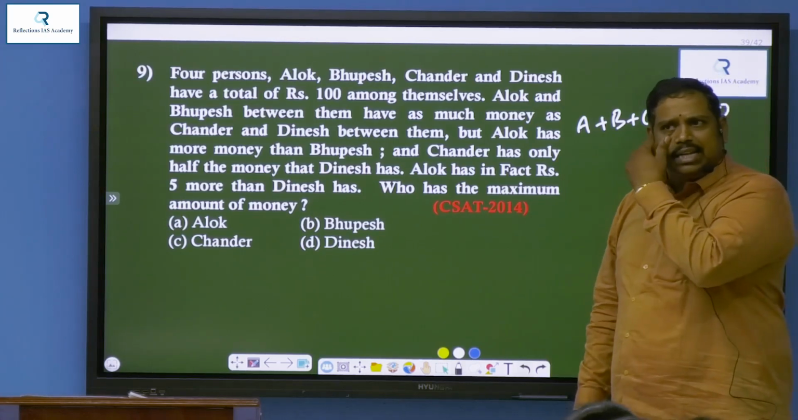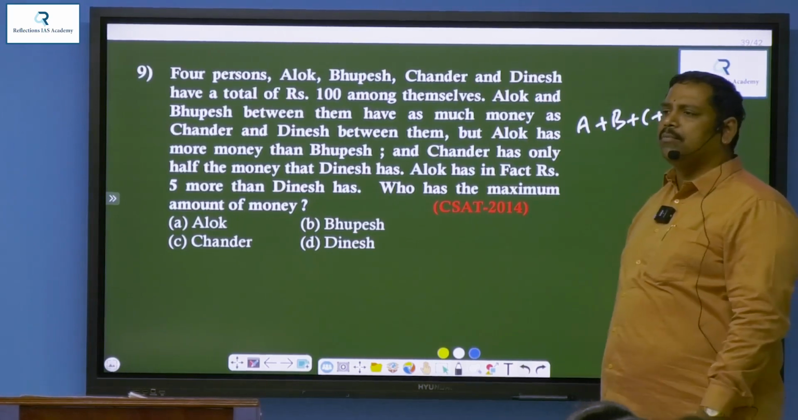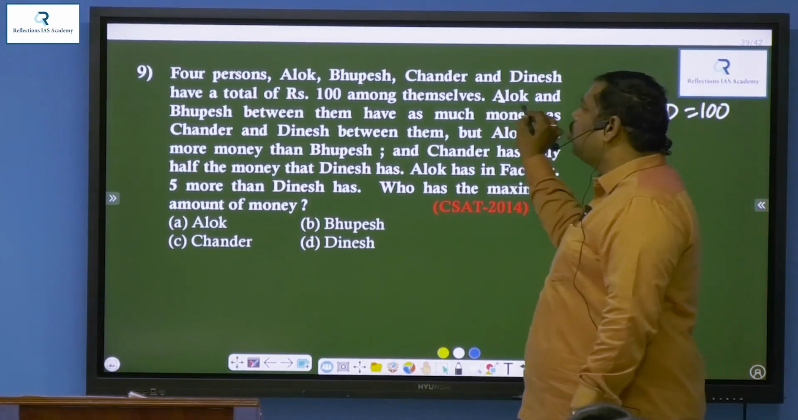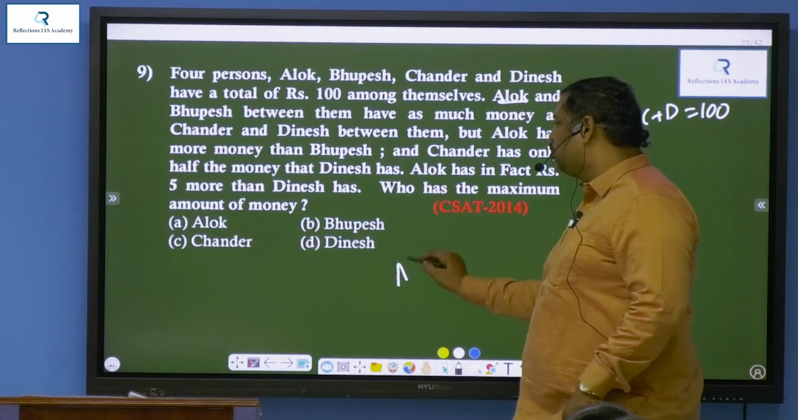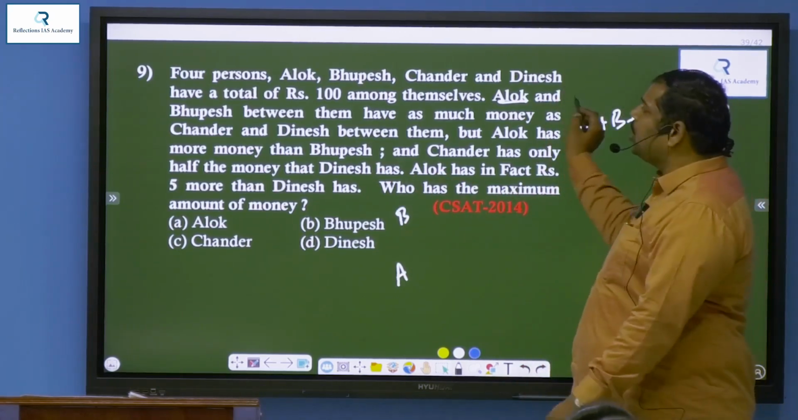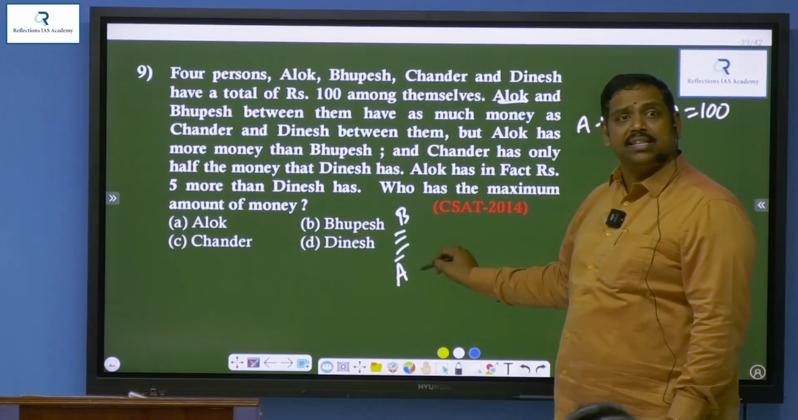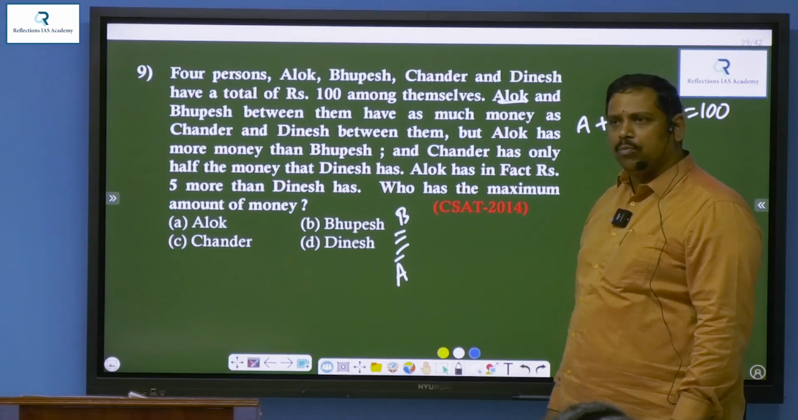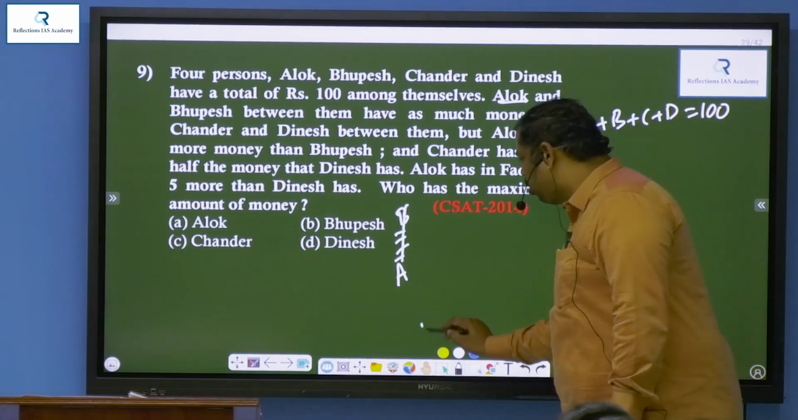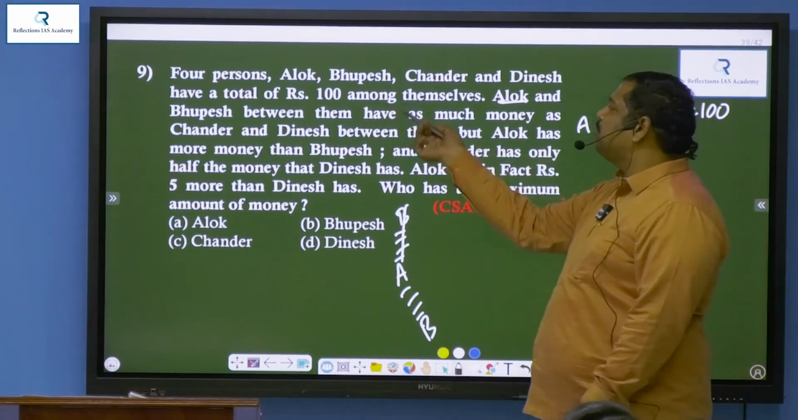People will get a doubt, sir, is it the difference? Is it the sum? He has not specified. Students will think like that. Okay, observe the statement. Suppose Bhupesh has more money. Alok and Bhupesh, between them means the difference, right? Of course, Bhupesh might be below. So, between them means difference.